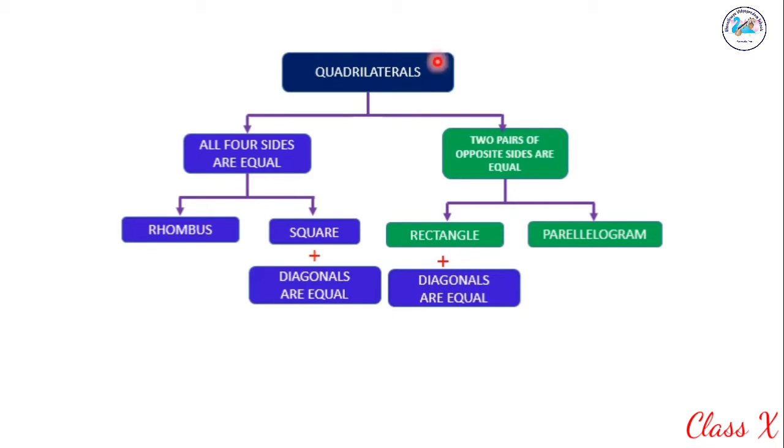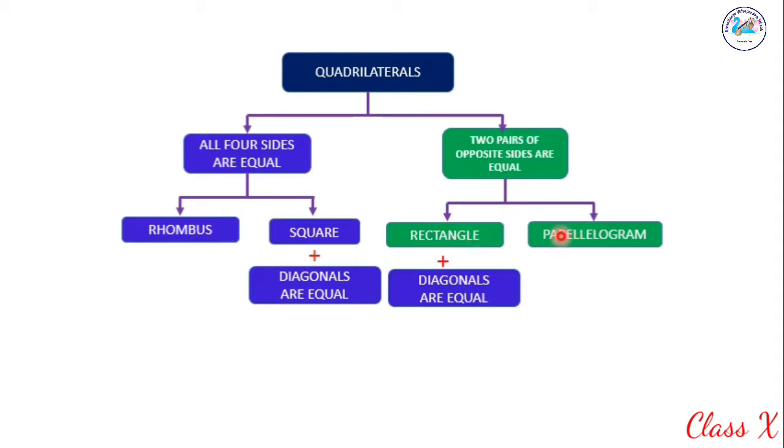Once again, quadrilaterals are geometrical figures having 4 sides, classified into 2 based on their sides: all sides equal, or opposite sides equal. When all sides are equal, it can be a rhombus or a square. The square has another property, that diagonals are also equal. In the second category, where 2 pairs of opposite sides are equal, it can be a rectangle or a parallelogram.